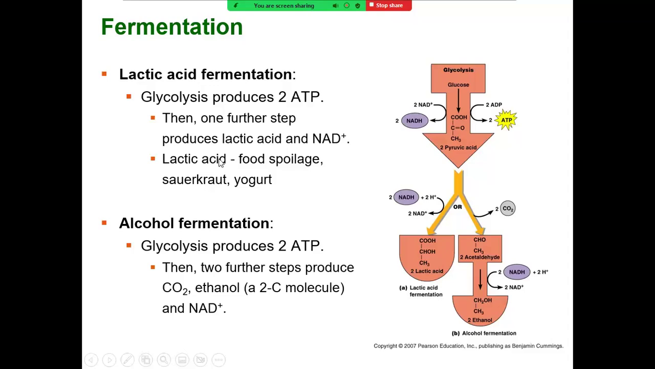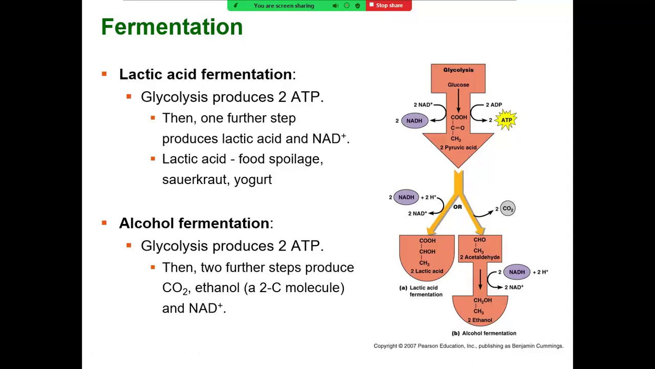You can use lactic acid to convert milk into yogurt. Lactic acid is used in a lot of food, like chocolate and most cheeses like cheddar cheese. And that lactic acid helps the food from spoiling.